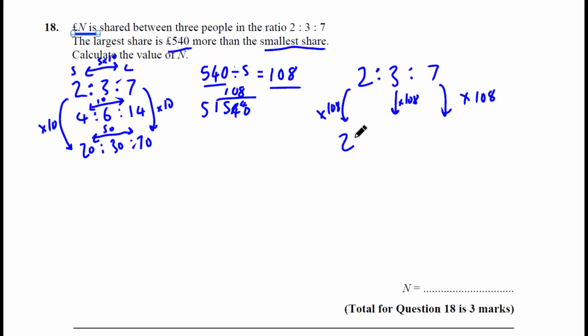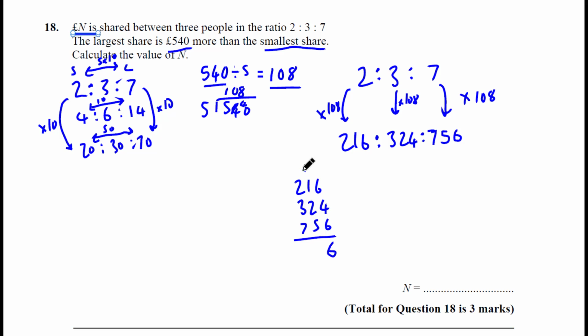So 2 times 108 is 216. 3 times 108 is 324. Now 7 times 108 is 756. So we need to add those 3 up. So do work those out carefully in the exam. Many people do lose marks because of calculation errors. You'll be surprised in how common that is, and that will cost you, or could cost you, a grade sometimes.